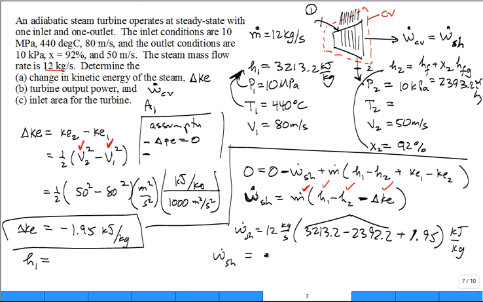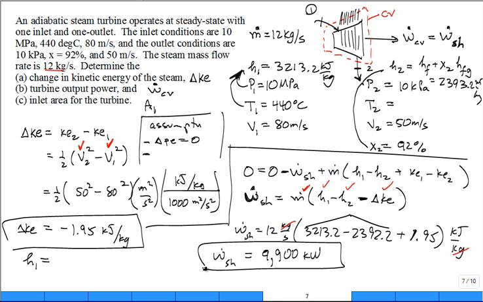9.9, somewhere in that vicinity, megawatts. The kilograms cancel, and I'm left with kilojoules per second, and there's a bunch of them, so I divide by 1,000 and I get megawatts. Or you could put it as comma 00 kilowatts.